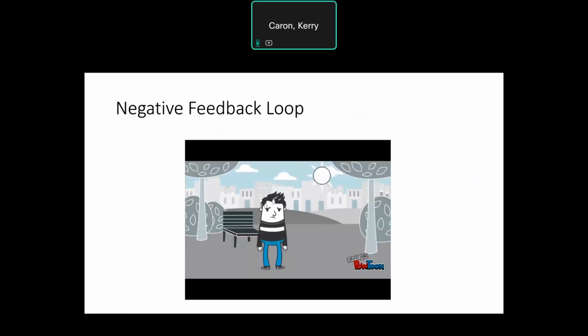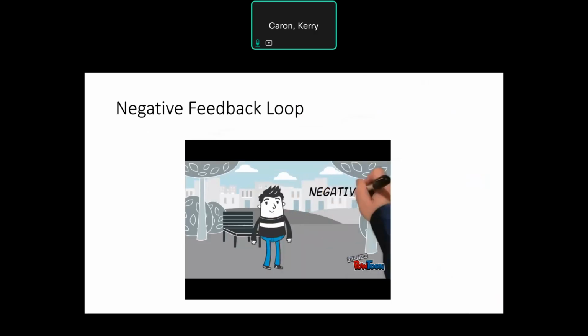When the effector adjusts in a way that attempts to stabilize a variable, that is, bring it back within a normal range, it's called a negative feedback loop. While positive feedback loops also exist within the human body, negative feedback loops are far more common and will therefore be our focus today.